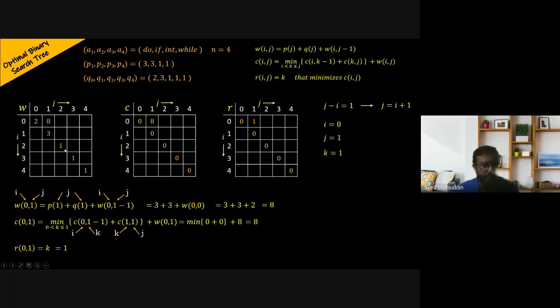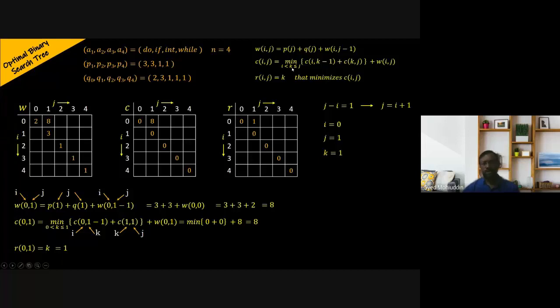we have to fill these matrices. So when we are considering only one node in the tree, and that node should be the root node, then to fill these matrices, what we need is j minus i equal to 1, so j will be equal to i plus 1. So here, if i is 0, j will be 1. If i is 1, j will be 2. If i is 2, j will be 3, and so on. Now you will understand at the end of this stage why we have considered j minus i equal to 1.